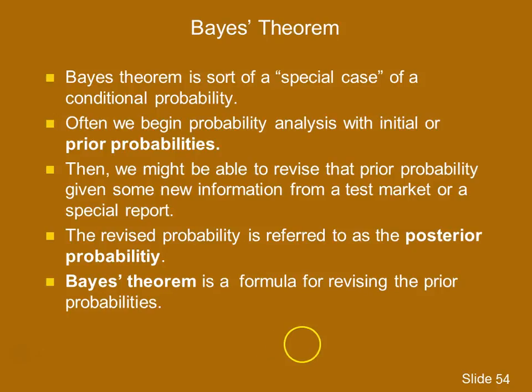Now let's talk a little bit about what's called Bayes' theorem, or it's sometimes called Bayes' rule. Again, I want to emphasize that in a sense it's nothing new. It's sort of a special case of a conditional probability, but it gets special use in statistics because of the approach that it has and the way in which it's used, as we'll see in a few minutes.